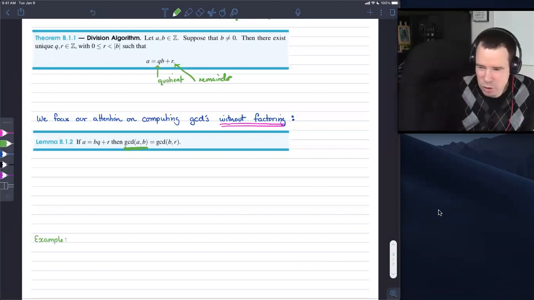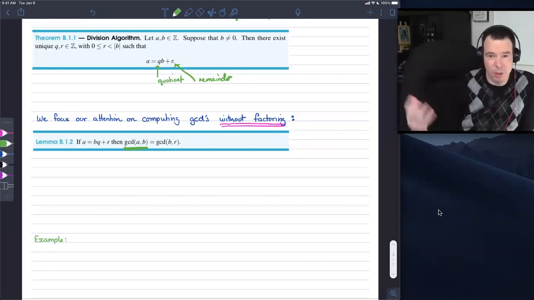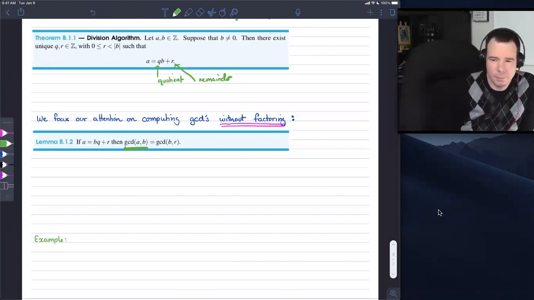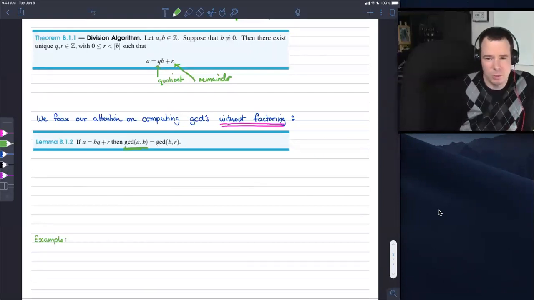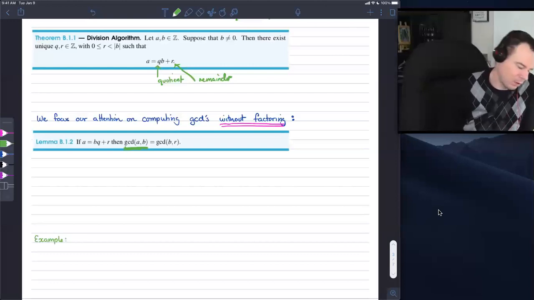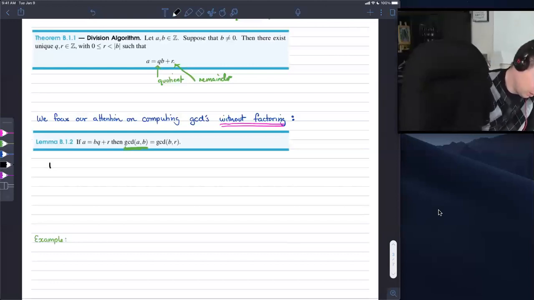So we reduced one GCD computation with potentially bigger numbers, a and b, with a new GCD computation where one of the numbers is now smaller. b is still the same, but the number a has been replaced by the number r, which is now smaller. And so that's the idea, is we can replace one GCD calculation, I don't know why that's such a tongue twister, with another GCD calculation that involves smaller numbers. So let's see why this is true. So let's prove this result.